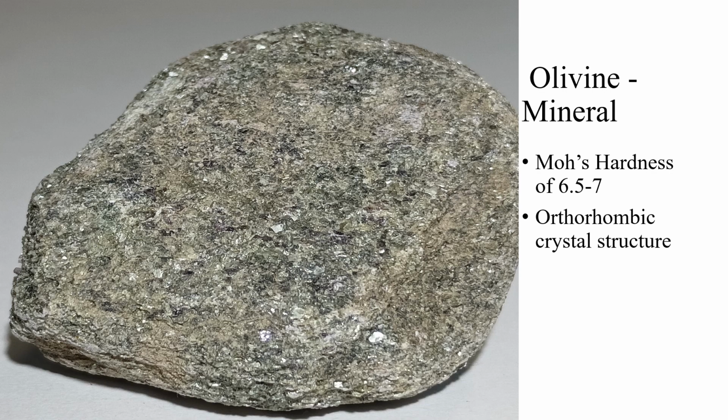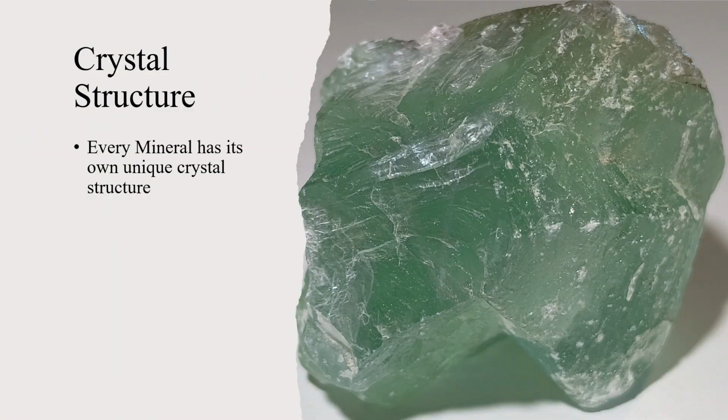For example, I'm just going to provide an example of a mineral, olivine. Its Mohs hardness ranges from 6.5 to 7, so sometimes they can range. And this one has an orthorhombic crystal structure. And because it's a mineral, it only has one type of crystal structure. Whereas a rock, it doesn't really have a crystal structure, at least one that you can give it a name, because it's an amalgamation of many different structures, presumably. And every mineral has a unique crystal structure. This is fluorite, by the way.